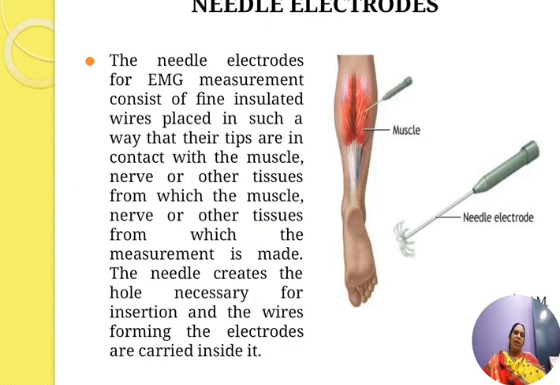So these are the needle electrodes used for EMG measurement. They consist of an insulated wire placed so that its tip is in contact with the muscle, nerve, or other tissue from which the measurement is made. The needle creates the hole necessary for insertion, and the wire forming the electrode is carried inside. Okay, you have a wire, and the wire goes inside to find out the defect. So this is your needle electrode.